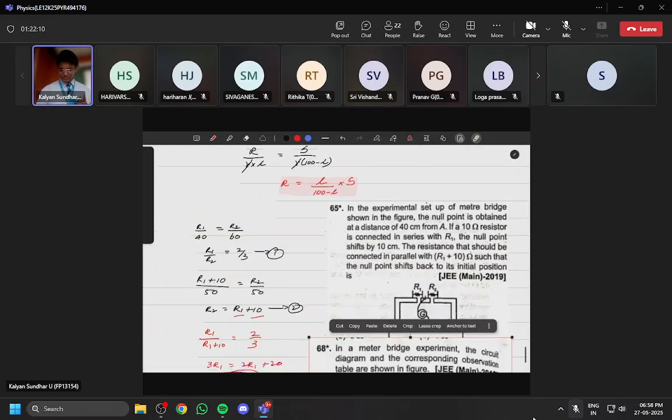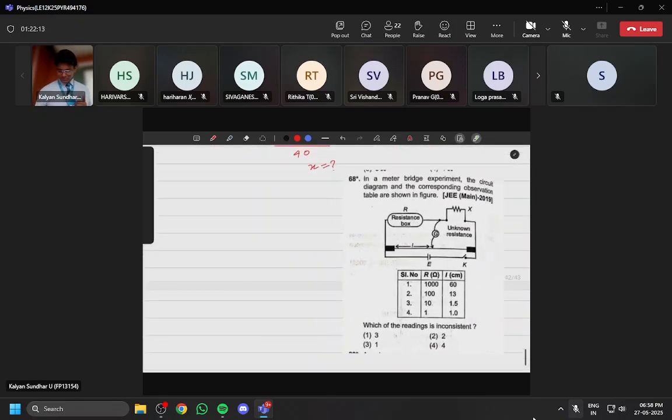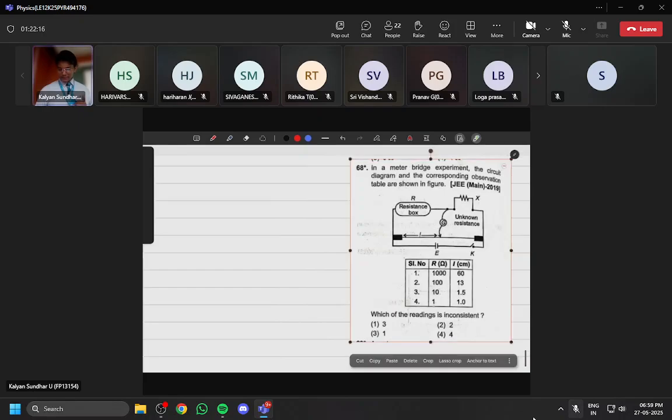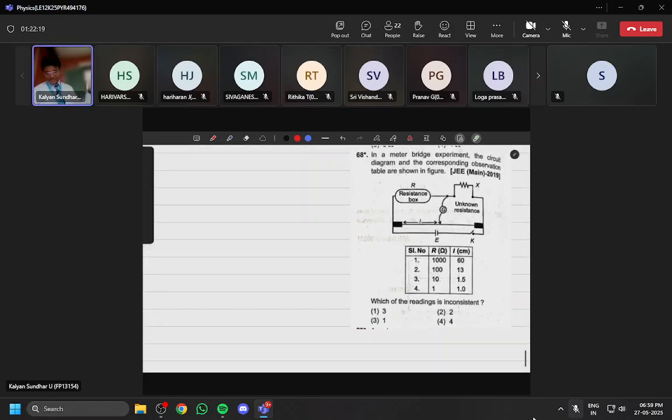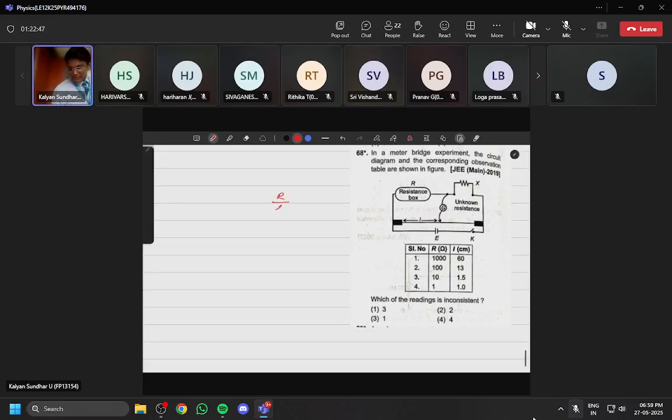Now this is your next question. In a meter bridge, they have given a resistance box, and the unknown resistance is mentioned as x. Now they are asking which reading is inconsistent. To find what is inconsistent, first we have to find out the value of x. That is, R is 1000 ohm and length is 60, correct? They are asking what the unknown resistance is. So basically you have to find the x value. How can we write x? R divided by L will be equal to x divided by 100 minus L.